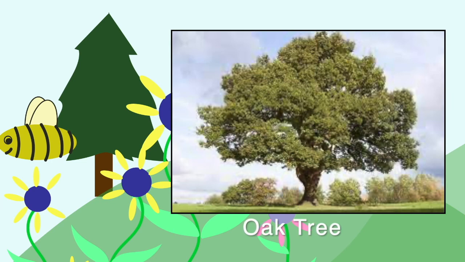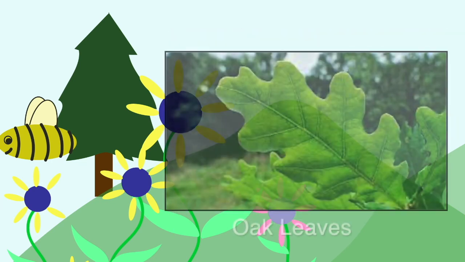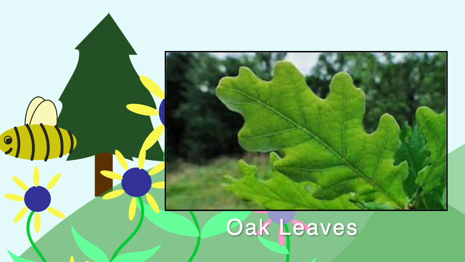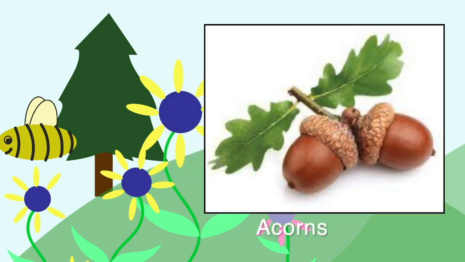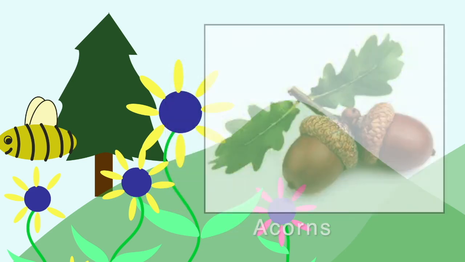This is a big old oak tree. These are the oak tree leaves. They have a curvy shape. Acorns grow on oak trees. You can see them in autumn.